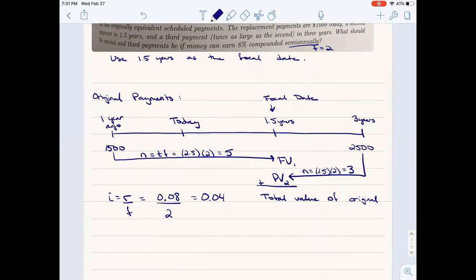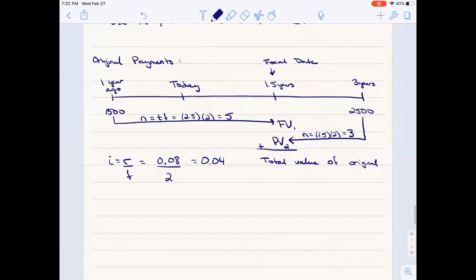Perfectly reasonable for the rate to change. The original payment plan had a rate of 8% compounded semi-annually. Now you revise the payment plan, but now the interest rate is 10% compounded quarterly. So you have to keep track of those. In this case, the periodic interest rate is 0.04 for both of them. But it could happen that you have different interest rates, so you have to keep track of that. So there's your original payment plan.